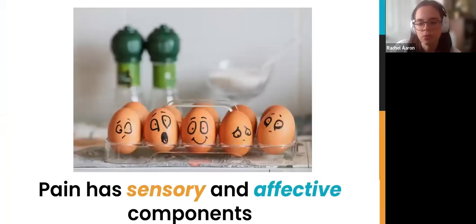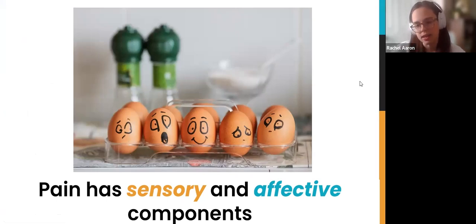So one thing that's really important to understand about pain is that pain has both sensory and affective components. The experience of pain is not just defined by the nociception or the physiological change in the body, but it is also defined by the affective context that it occurs in.